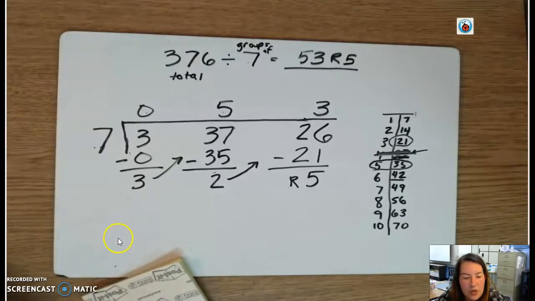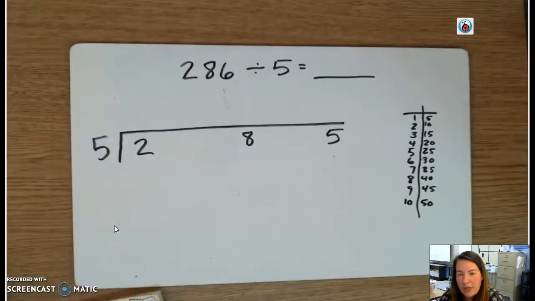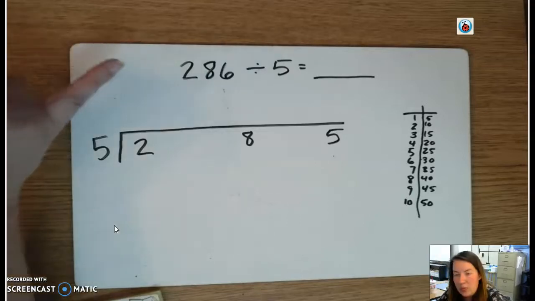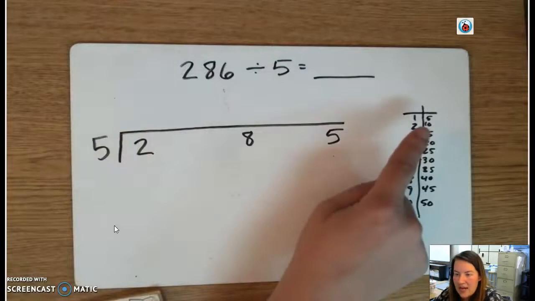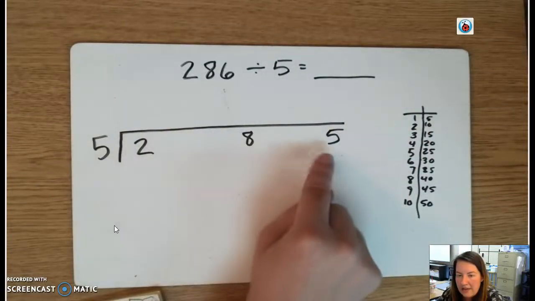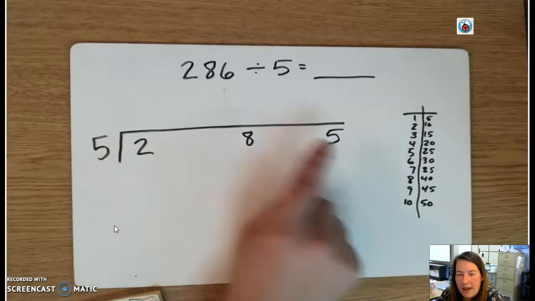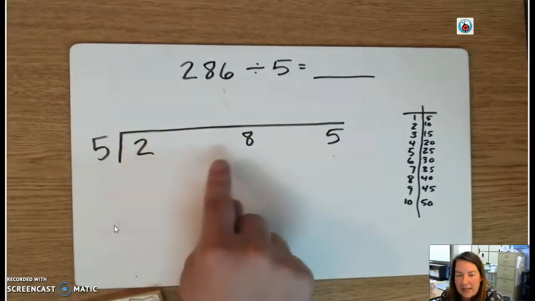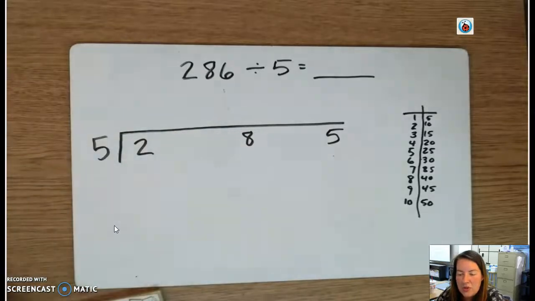All right, you are going to try one by yourself. Let me get it ready for you. Okay, here's your problem. So you're going to pause this and try to work this out on your own paper. So you have 286 divided by 5. So I've made our multiples of 5, and you have 286 divided by 5. So go one at a time and see if you can do it. So pause it right now and solve it, and then I will solve it for you here in a second.